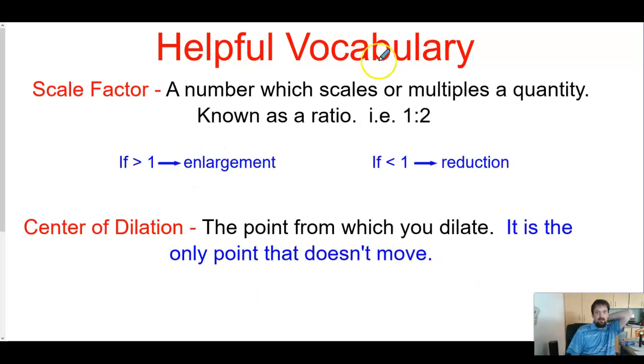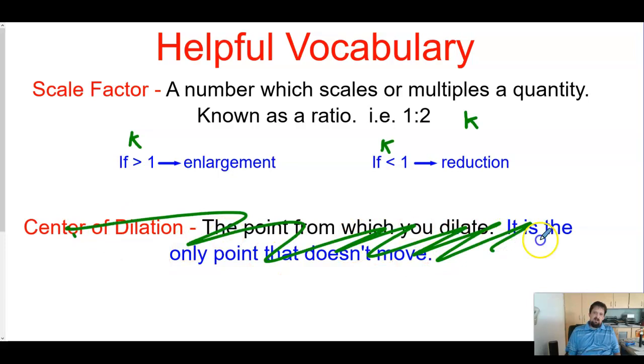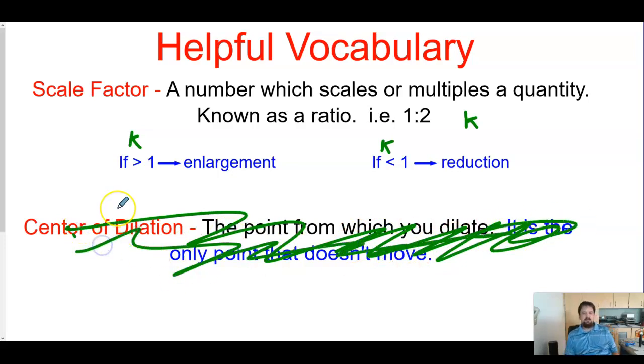But we'll go on. Okay, a scale factor is a number which scales or multiplies a quantity known as a ratio. Usually this is associated with the letter K. So if K is larger than 1, we have an enlargement. If K, your scale factor, is less than 1, then we have a reduction. Okay, and then the center of dilation, we're not going to worry about that right now. So you can just skip that part. But scale factor, if it's bigger than 1, it's an enlargement. If it's smaller than 1, it's a reduction.